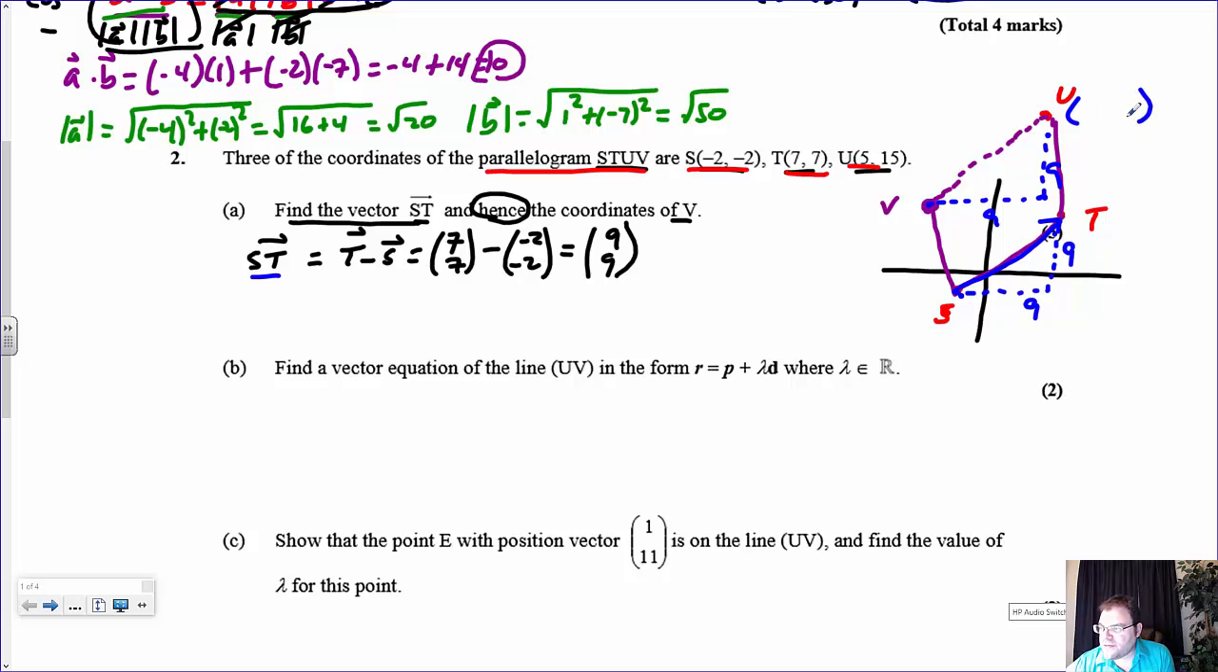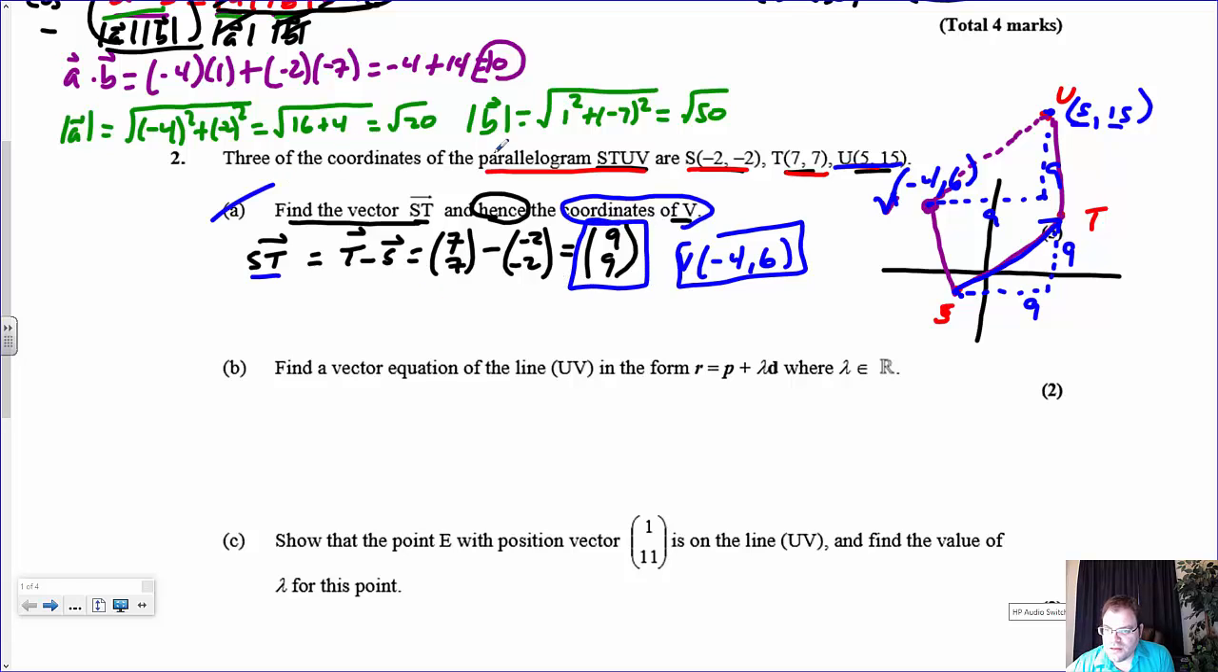So if they tell me this coordinate right here is (5, 15), then if I go backwards, I'm at 5. If I go backwards 9, I'm going to be at -4. And if I have 15 and I go down 9, it's going to be 6. So this right here is the coordinate for V. It's (-4, 6). That's what they wanted me to find. So V is actually (-4, 6), by the way. Okay, so that's your answer for this, and here's your vector ST.